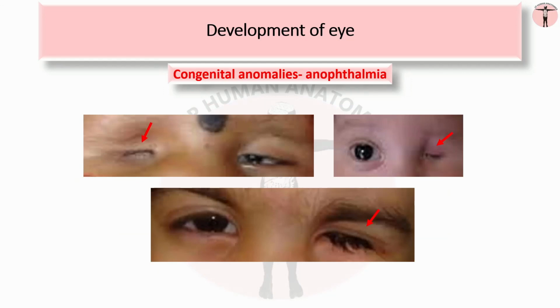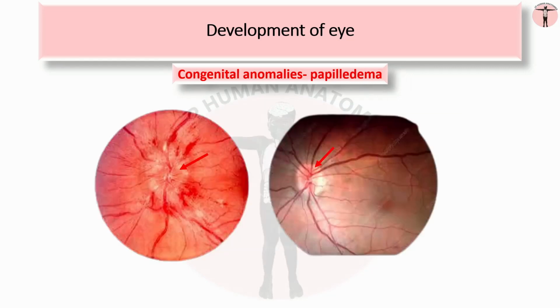Anophthalmia is the absence of the eye. It is due to failure of the optic vesicle to form. Papilledema is the edema of the optic disc or the papilla due to increased intracranial pressure. This pressure is reflected into the subarachnoid space which surrounds the optic nerve.